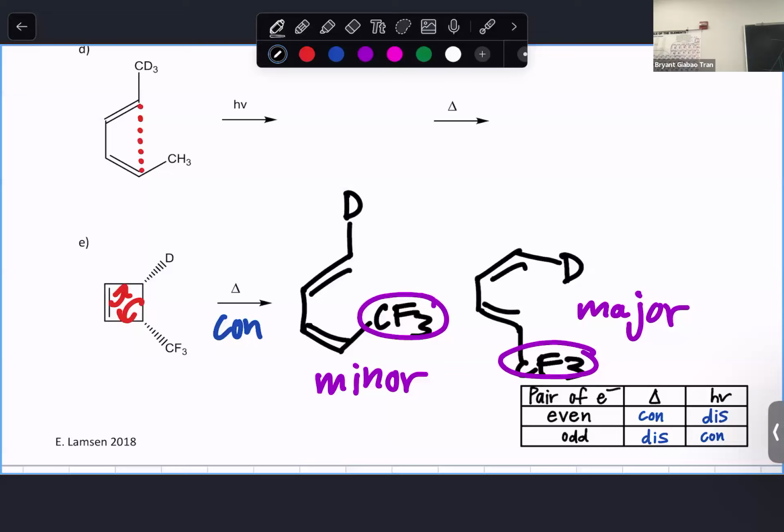Okay. In the ring opening, we get 2 different products because if you rotate one way and the other way, they give you 2 different products. We do have 2 different groups here, one deuterium and one CF3, where this is the major one because it has less steric groups. Let's do more practice on this.